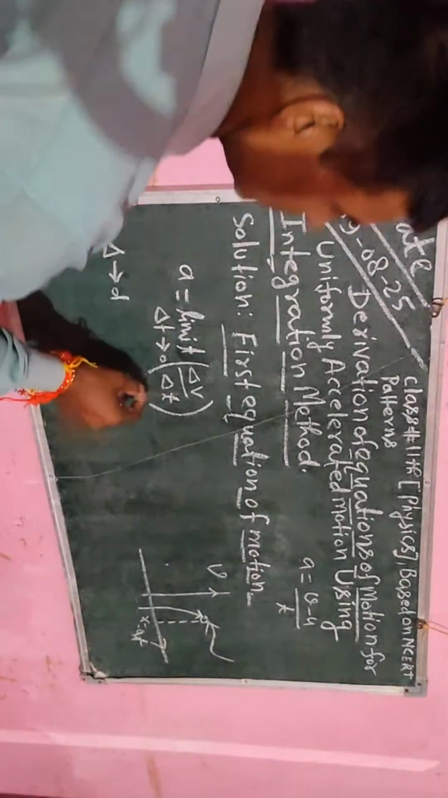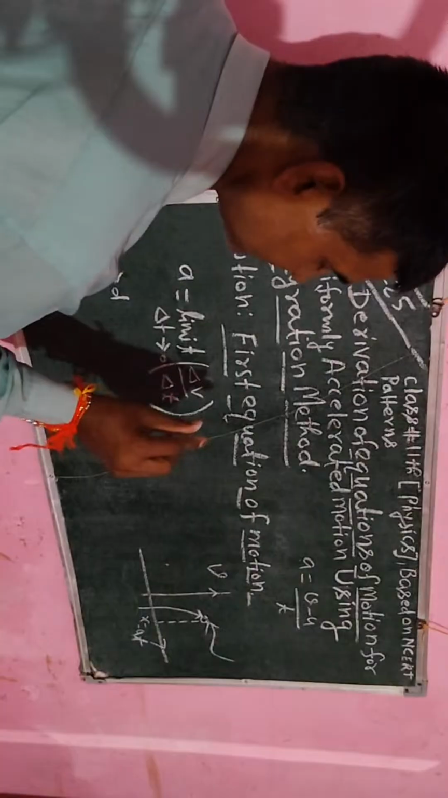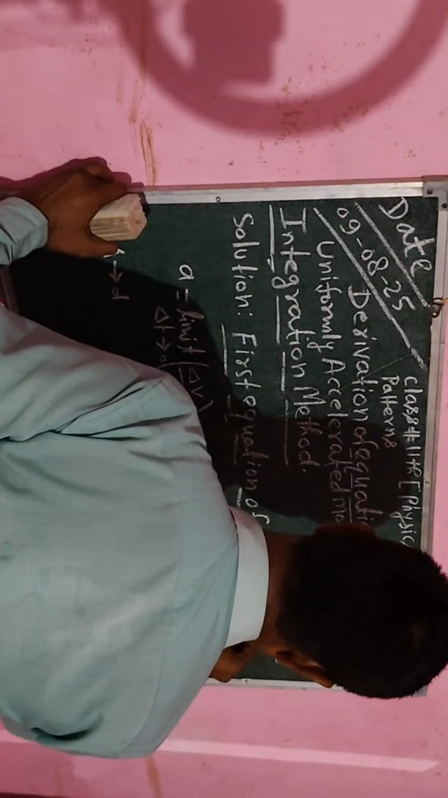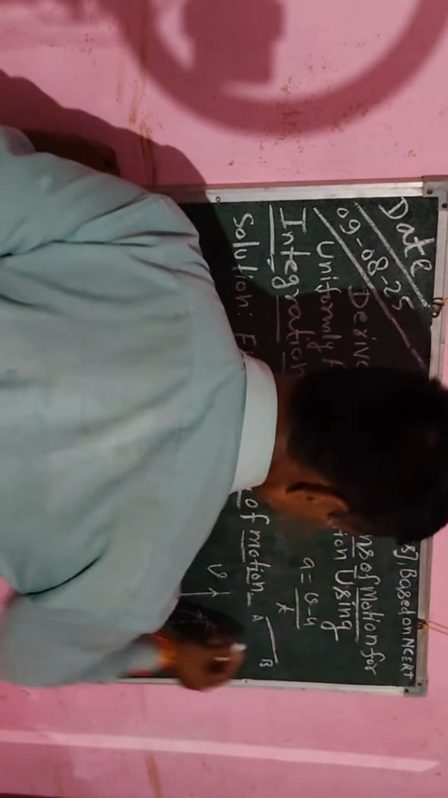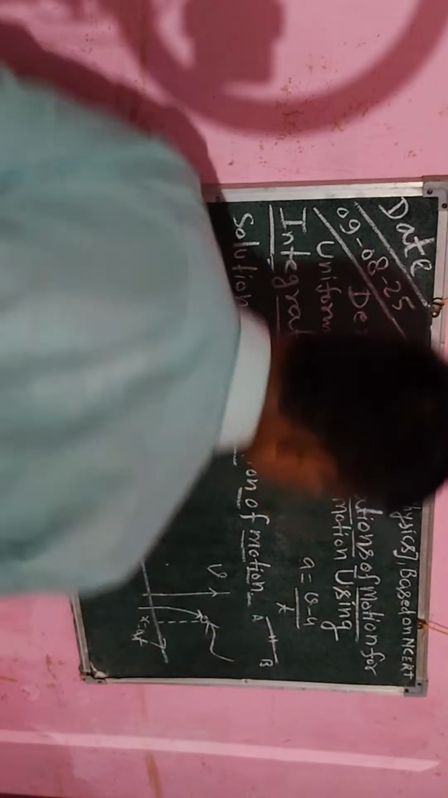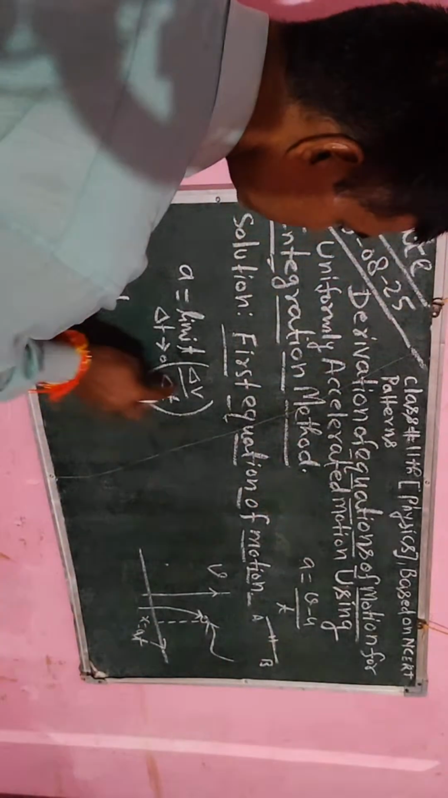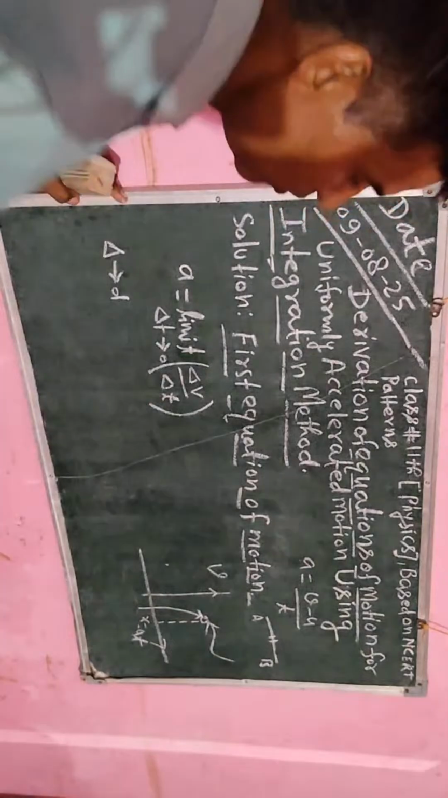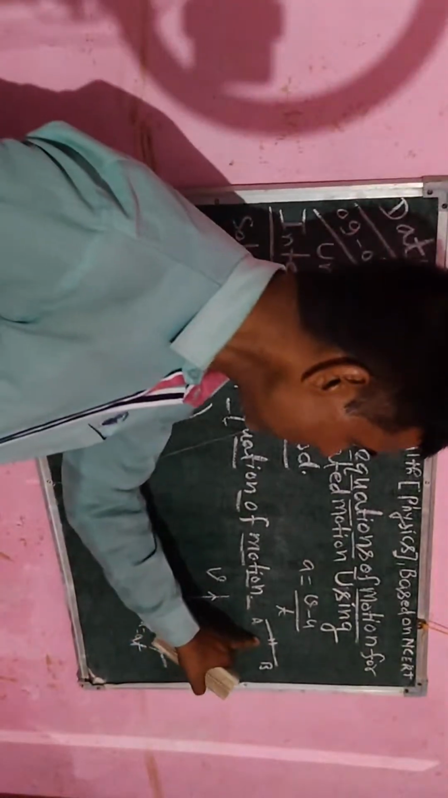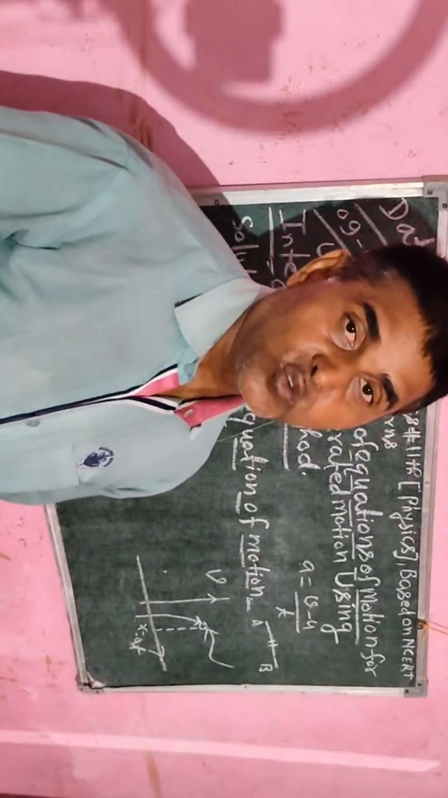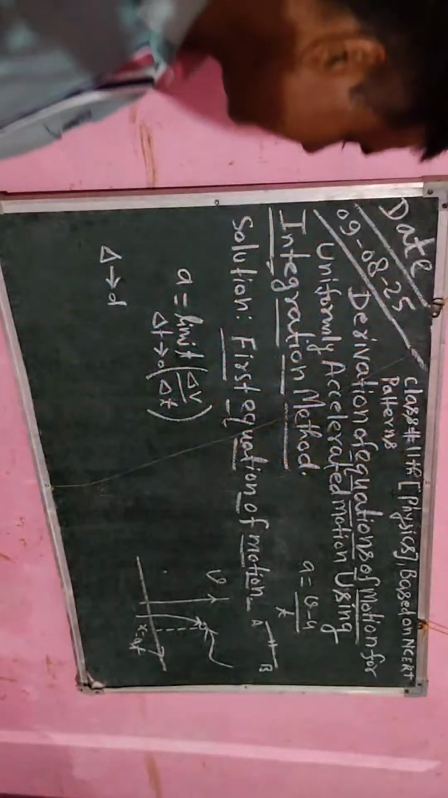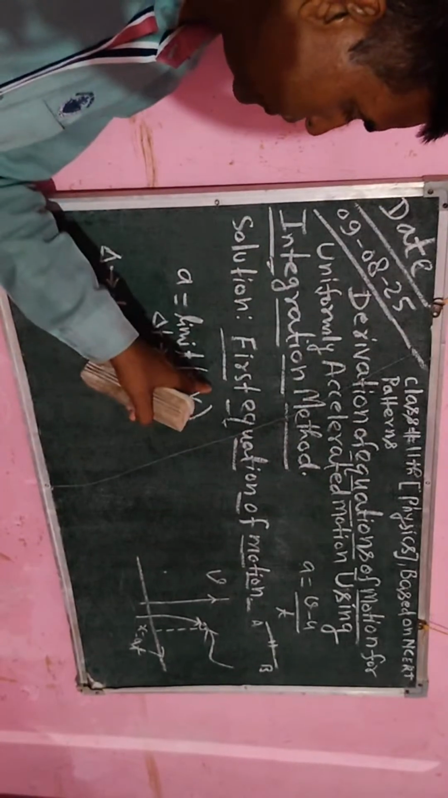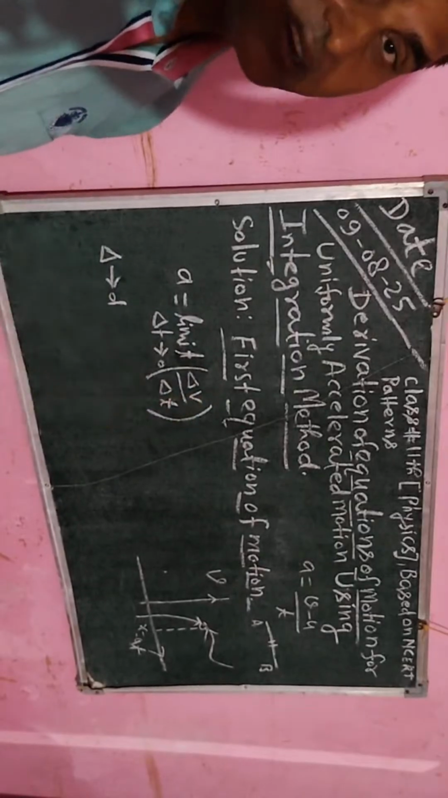But here I am taking a small distance. The object is moving from point A to B, but I am taking a small distance, so the time will also be small. So the change in velocity is v minus u divided by t. When I take the left limit value and right hand limit value, both values will be the same and both will be finite. So in this way I can write limit delta t tends to 0 of delta v divided by delta t.